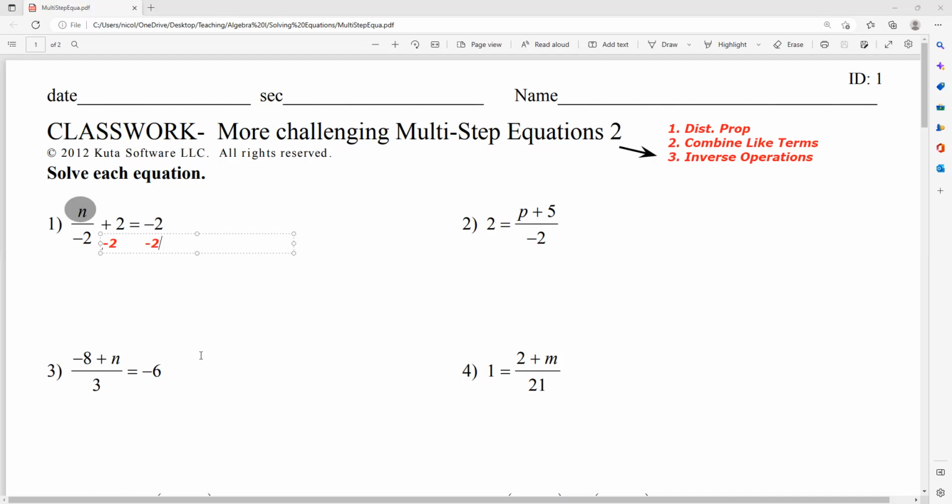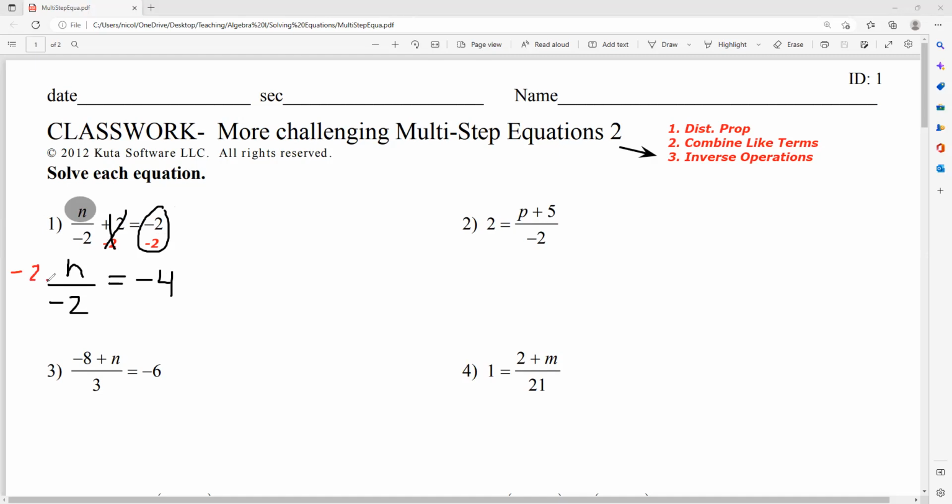That way it zeroes out over here. Whatever I do on one side of the equation, I do on the other. So I now have n over negative 2 equals, well, negative 2 minus 2 is negative 4. So now it's the rules, right? When something's being added, you subtract. When something's being divided, you multiply.